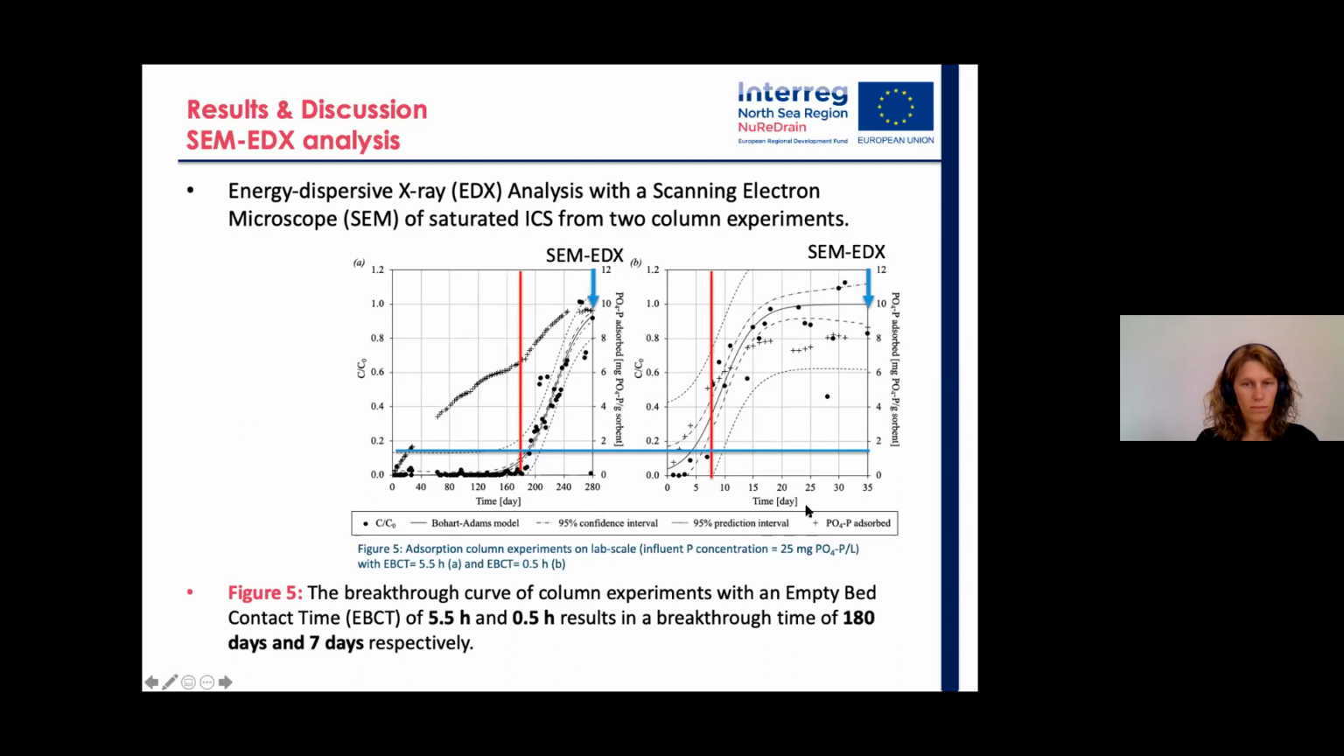Just the same with the second experiment with a short contact time. We had a breakthrough at, let us say, 7 days already. We let the experiment go on until full saturation, and after 35 days we took a sample and we analyzed it with the electron microscope with EDX. The results are shown on the next slides.